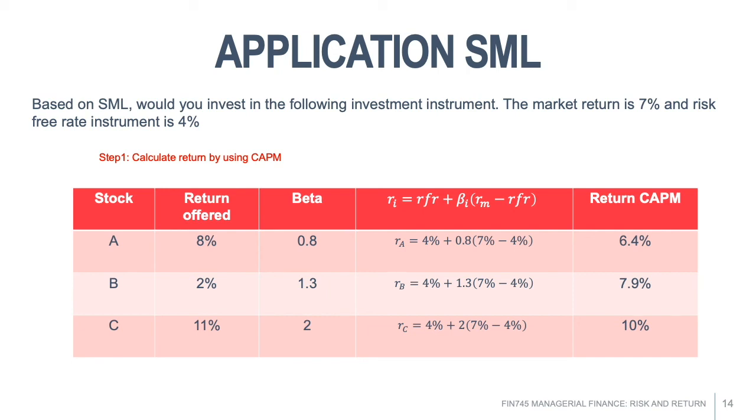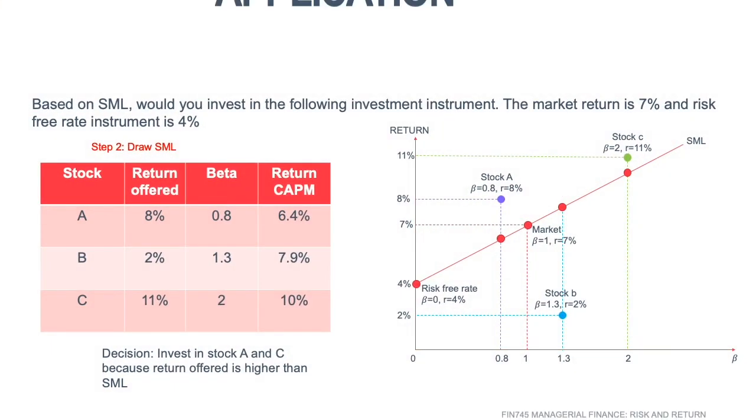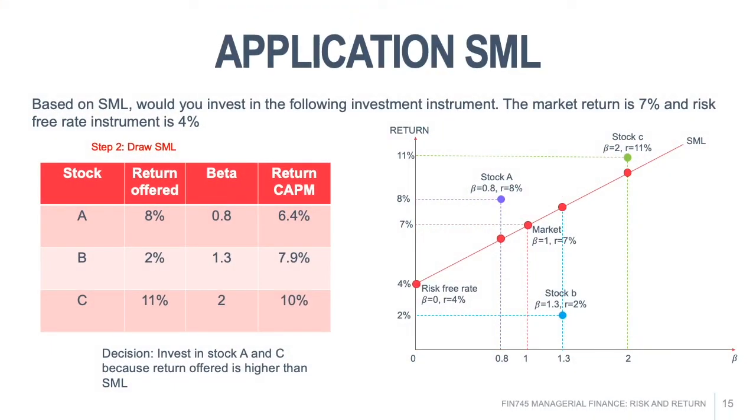Then step number 2, you need to draw your SML. So how to draw the SML? First, you need to plot the risk-free rate point. For the risk-free rate, beta is equal to 0 and the risk-free rate is 4%. You plot one point here. And then you plot the point for market return. Market beta is equal to 1 and return equal to 7%. So you get another point here. Then you can draw one straight line by combining the risk-free rate and market points.